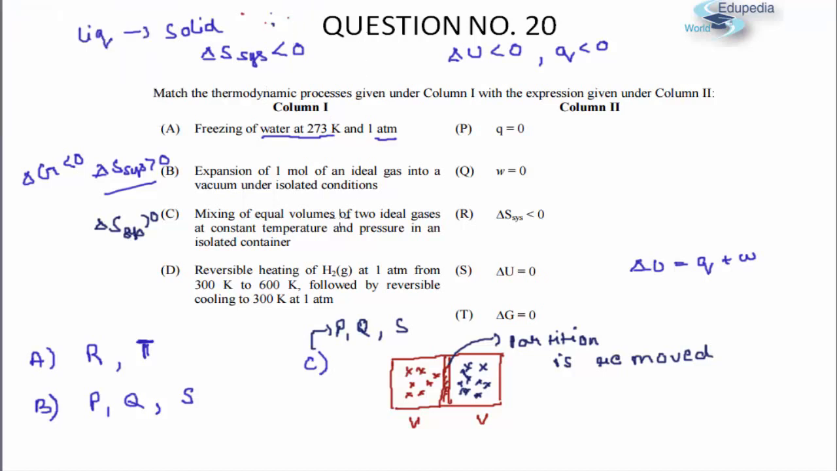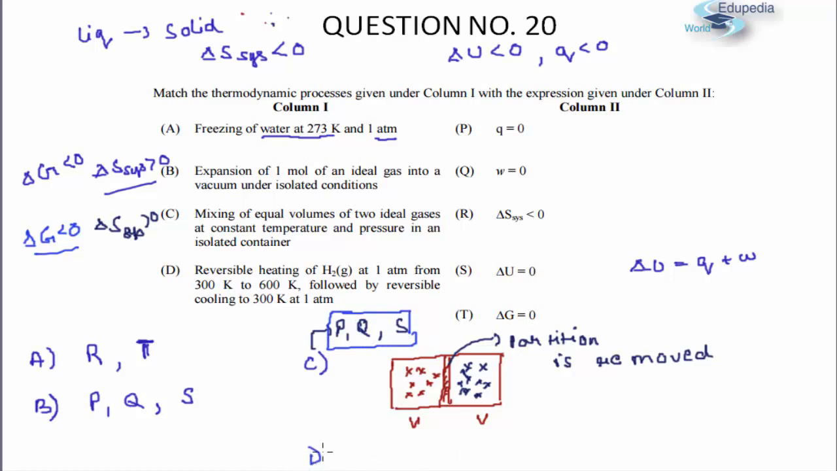Alright, and if I now look at T, delta G won't be 0. In fact, delta G will be negative in this case. Why will it be negative? Because it is a spontaneous process. So for C, the correct options would be P, Q and S. These are my options for C.